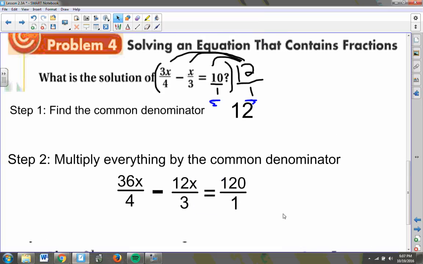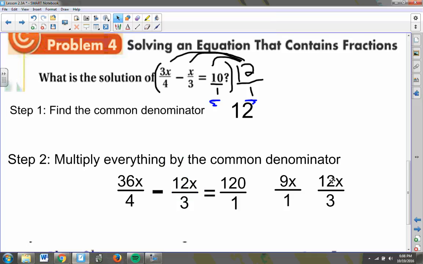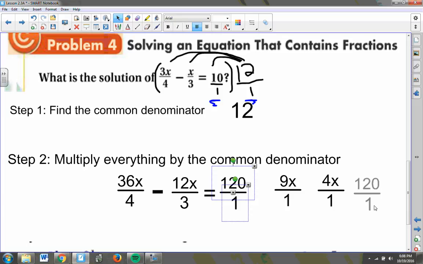Okay, so I end up with this equation now. 36x over 4 minus 12x over 3 equals 120 over 1. Now what I need you to realize is that all of these fractions can be simplified down. 36x over 4. 36 divided by 4 is actually 9. So this is going to become 9x over 1. This next fraction, 12x over 3, is going to become, well, 12 divided by 3 is 4. 3 divided by 3 is 1, so it's 4x over 1. And then the last fraction, well, obviously that can't be reduced at all. It's just 120 over 1.